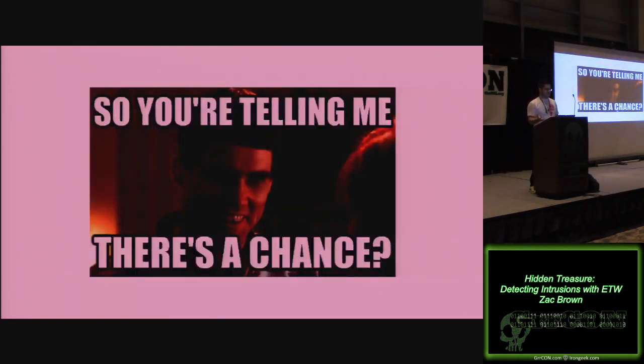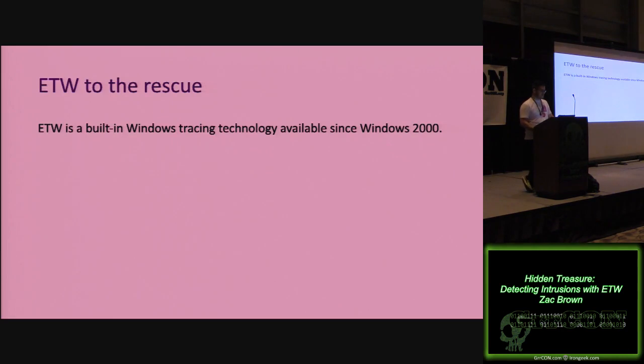What if I told you it was all in the machine already, right? Like the logging is there. It's been there since Windows 2000. So ETW stands for Event Tracing for Windows. It's been publicly available since Windows 2000, but I think it actually goes back to the early days of NT.